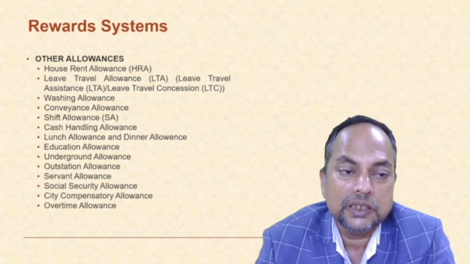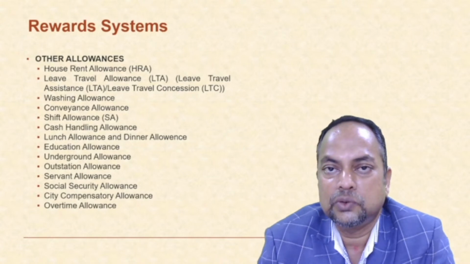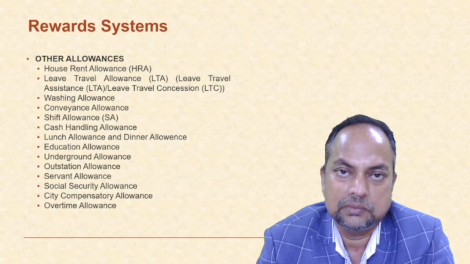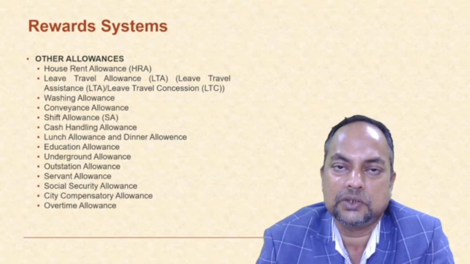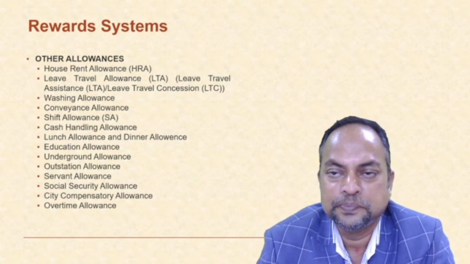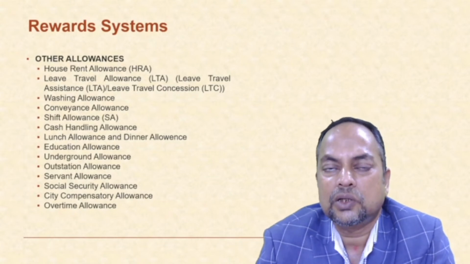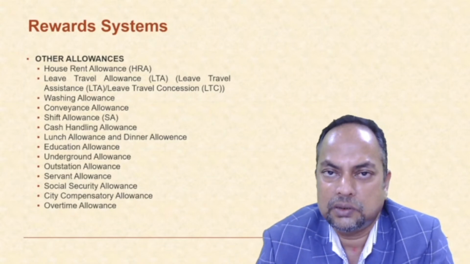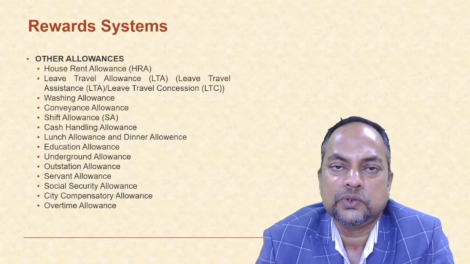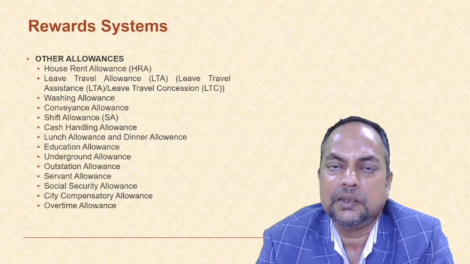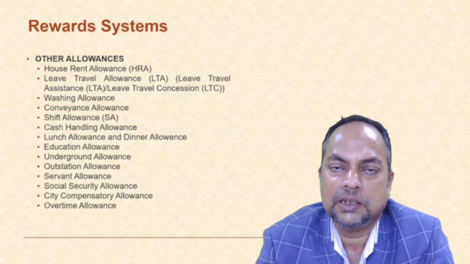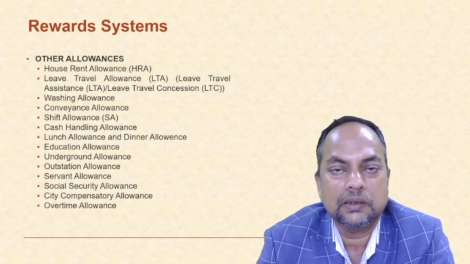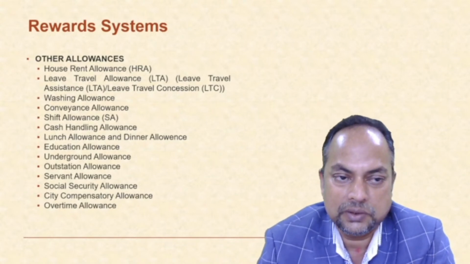So the fuel expenses for the travel from your home to the office premises itself are being taken care of by the organizations through this conveyance allowance. And mostly you'll see that organizations which are located far away from the cities or the townships, their employees need to spend a larger amount of money as their fuel expenses. So that has to be taken care of by the organizations as a conveyance allowance itself.